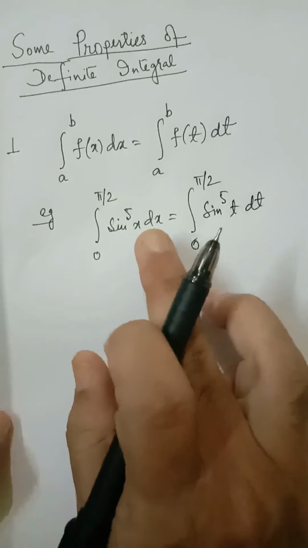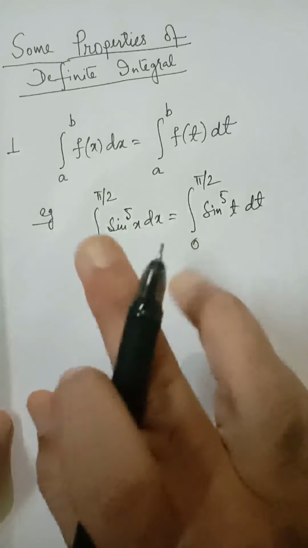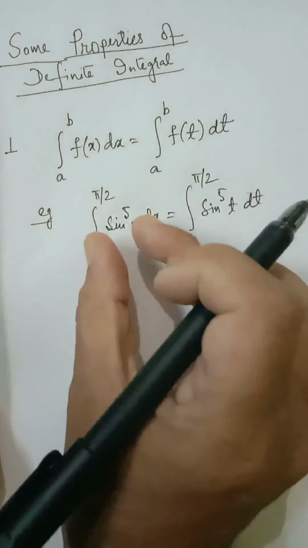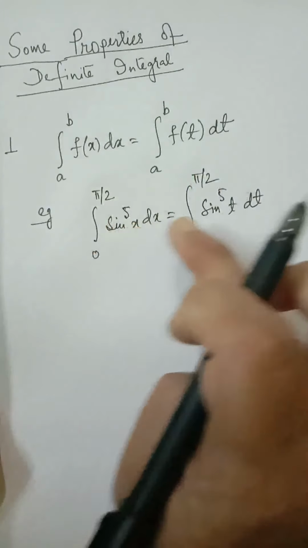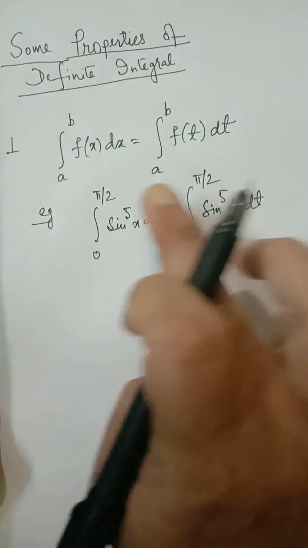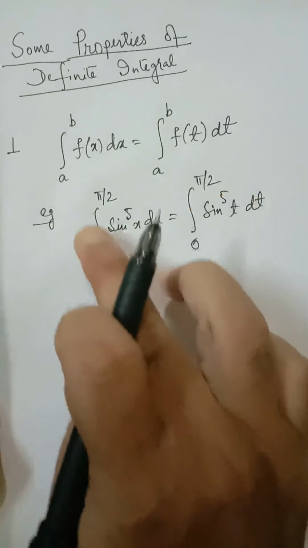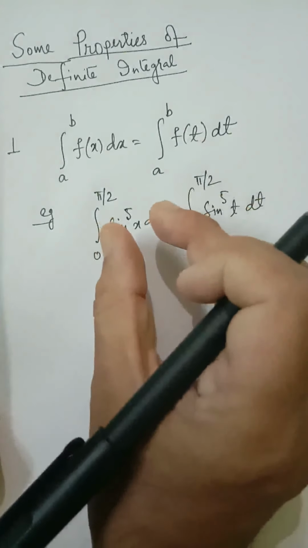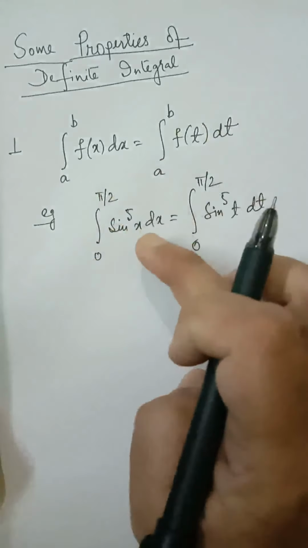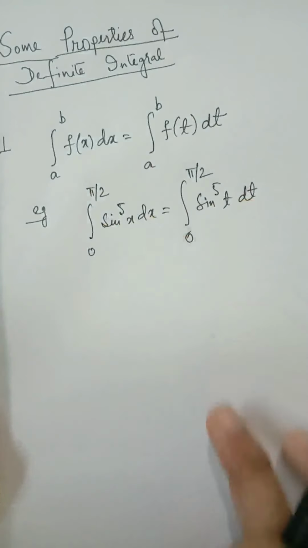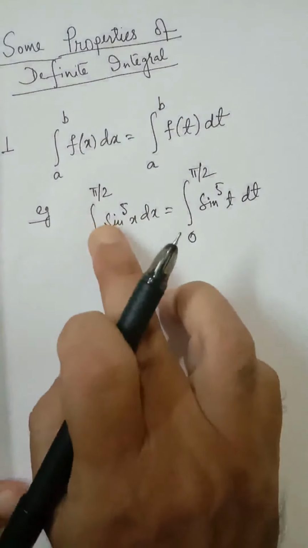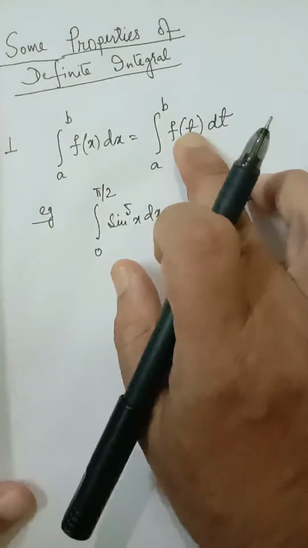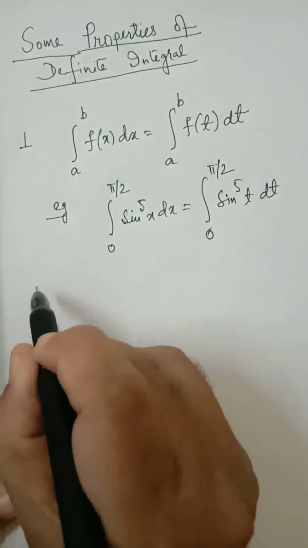What we have done, we have changed the variable from x to t, but what is unchanged? The limit. You can see 0 to pi by 2, 0 to pi by 2. The form of the integral, sine to the power 5x, sine to the power 5t dt, is the same. So if we change only the variable, keeping the form, upper limit and lower limit unchanged, the value of the integral will be the same. This is property number 1.